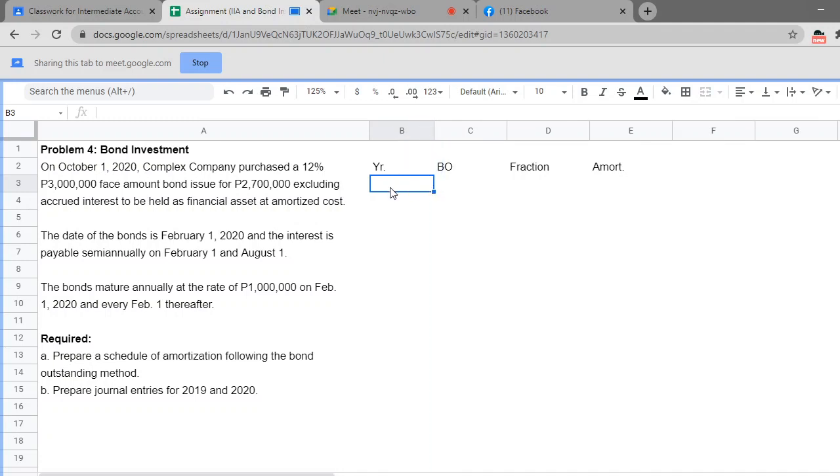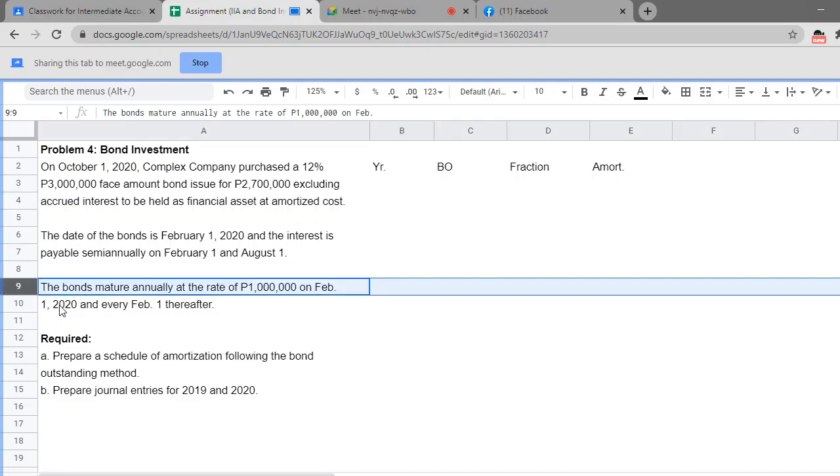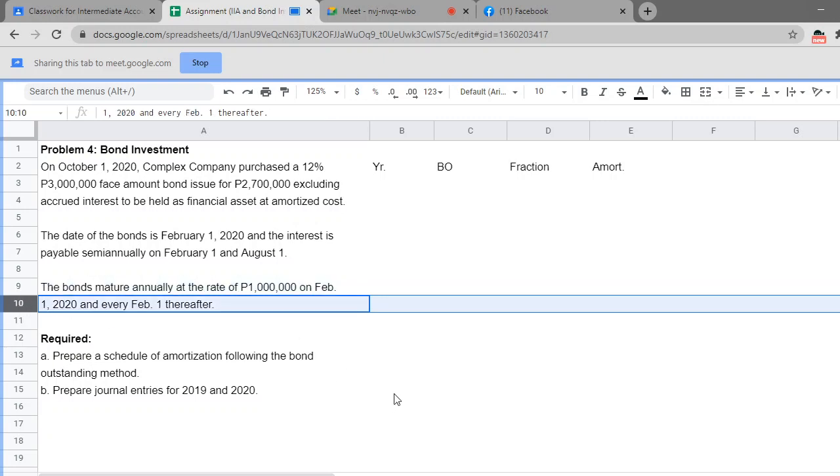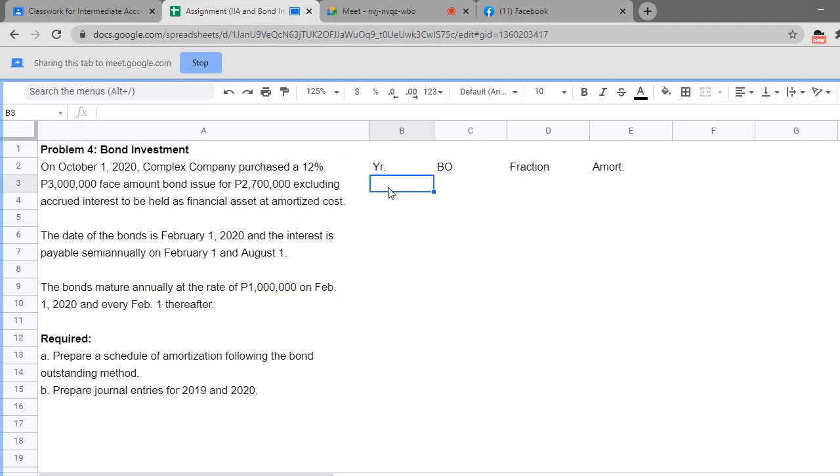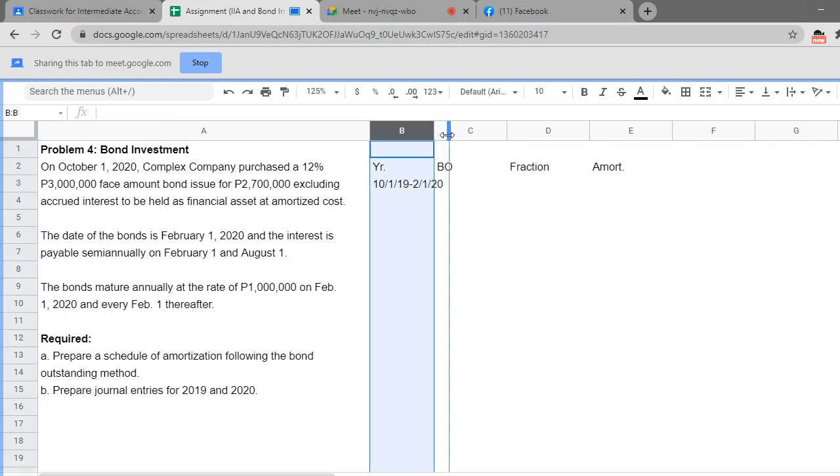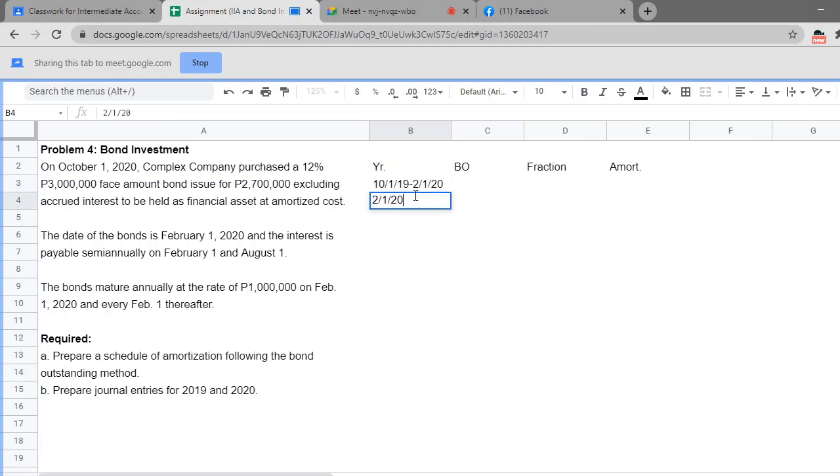On year 1, actually it is not really a full year. Why? Because we did not buy it on Feb 1. We bought it on October 1, 2019. The moment we held the bonds was only October 1, 2019, until the first payment on Feb 1, 2020. Then the next term is 2/1/2020 to 2/1/21, which is normally a full year.